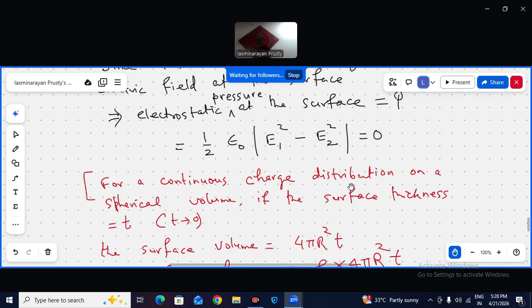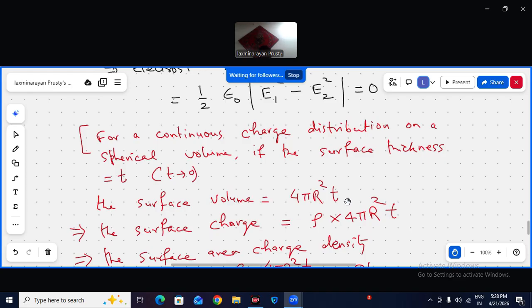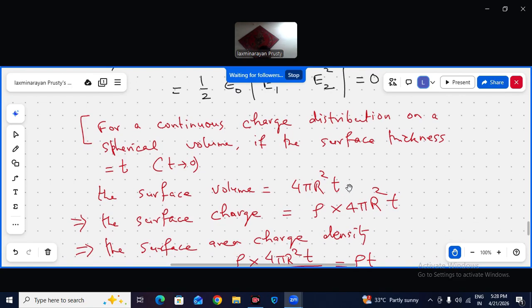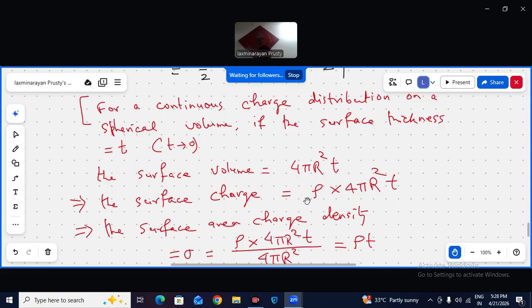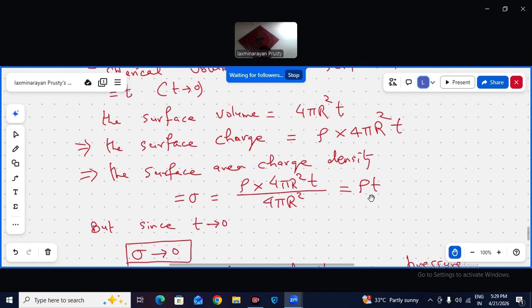So for a continuous charge distribution and a spherical volume, if the surface thickness is T and the surface thickness always tends to 0, the surface volume is how much? 4 pi r square T. T may be tending to 0, but that is the surface volume. Then surface charge how much? Rho times the surface volume, 4 pi r square T. Then what is the areal charge density? That is surface charge density, the charge on the surface divided by the area of the surface. So rho into T. But T tends to 0. So obviously sigma tends to 0.